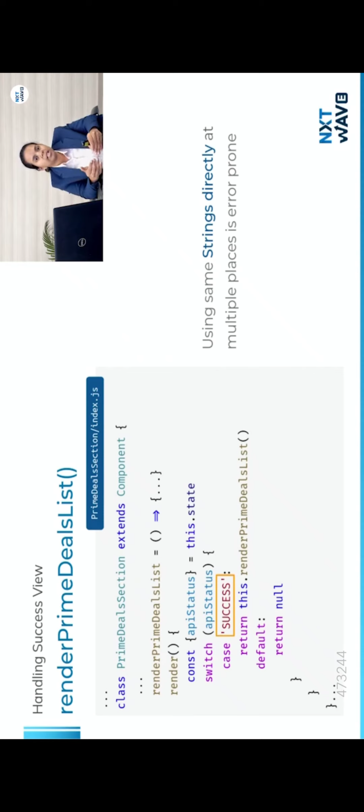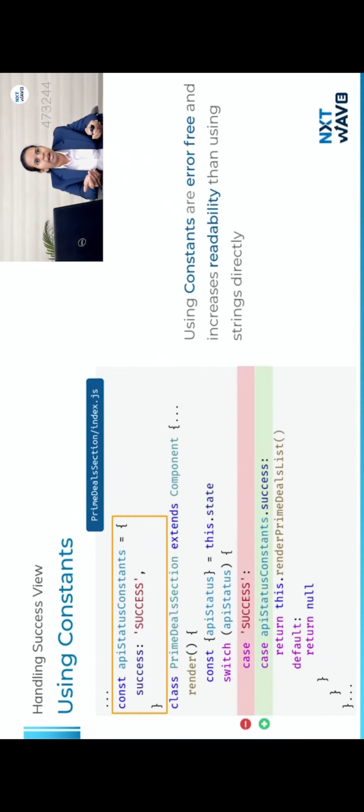As we understood, using the same string at multiple places is error prone. It'll cause many errors, and later you have to debug a lot. To avoid such errors, there are a few best practices that we follow. In this case, the best practice is maintaining constants for this API status. Both the strings are referring to the same thing, that is the API status, right? So what we can do is write API status constants. We can maintain it at one place.